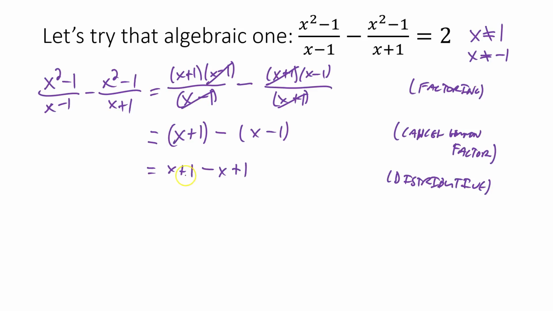And now it looks like those x's, excuse me, are going to cancel. So the x's cancel, and I'm left with 1 plus 1, which is 2. And then there are lots of ways to end a proof. You can kind of find the way that is your favorite.